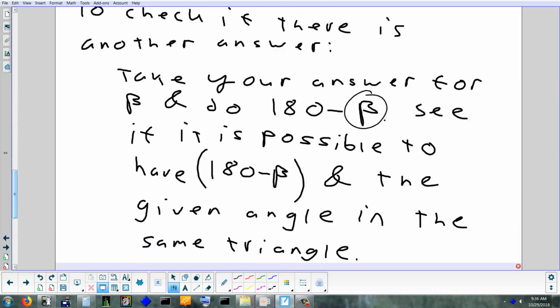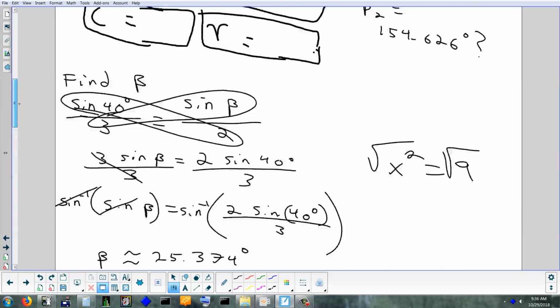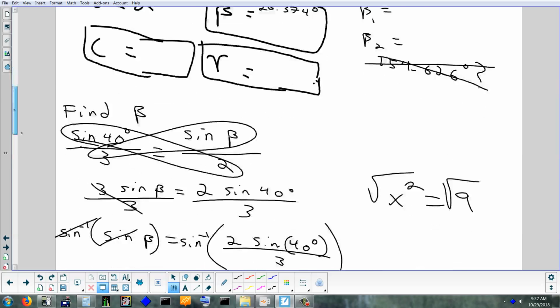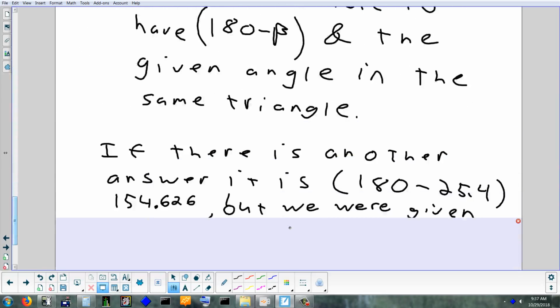So let's go back up and look at the angle that they gave me. What angle did they give me to start this problem? They gave me a 40. So would a 40 and a 154 fit in the same triangle? Joe, what do you think? It would equal 194, which would be over 180. It's over 180. So because the angle they gave me was 40, and the second answer, if it worked, was 154, the second answer is too big, which means it doesn't work.